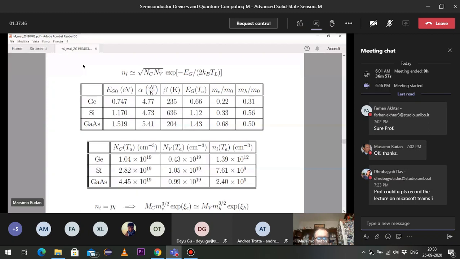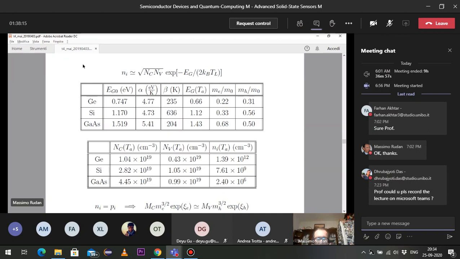So germanium, you remember germanium is a narrow gap semiconductor. It is 0.66, sorry. Silicon is the reference material, 1.12 electron volts. Gallium arsenide is a wide gap semiconductor, 1.43, okay?